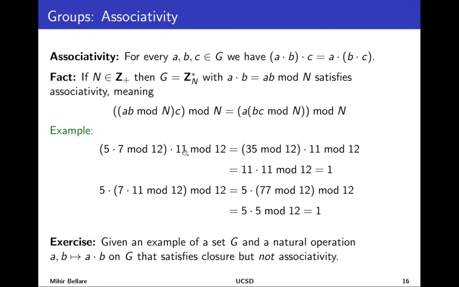So if my numbers are 5, 7, and 11, and here I'm working in Z star 12, well, if I start here, 7 times 5 is 35, 35 mod 12 is 11. And so I get 11 times 11, and modulo 12, 121 mod 12 is 1. But I could do it another way. I could do first 7 times 11 and get 77. 77 mod 12 turns out to be 5 because 72 is a multiple of 12. Then I have 5 times 5, which is 25, and 25 mod 12 is 1. So you see that the intermediate values in the computations were very different, but the result is the same.